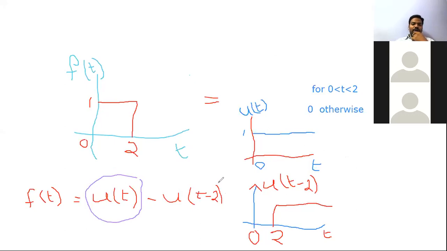And this u of t minus 2 signal is defined from 2 to infinity. Suppose you take the difference between u of t and u of t minus 2, what will you get?